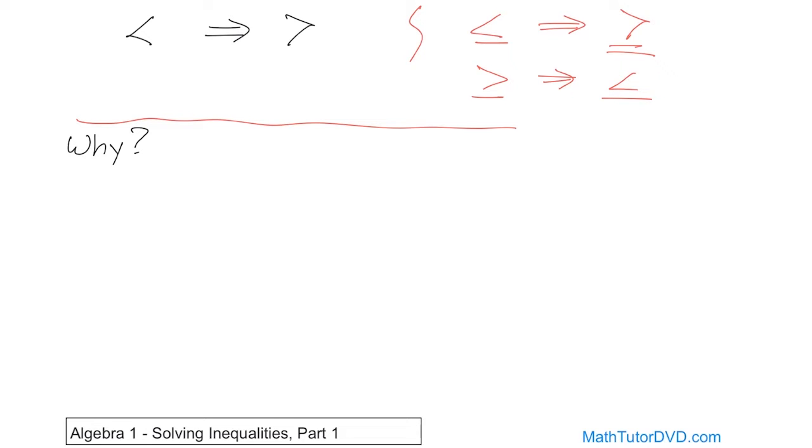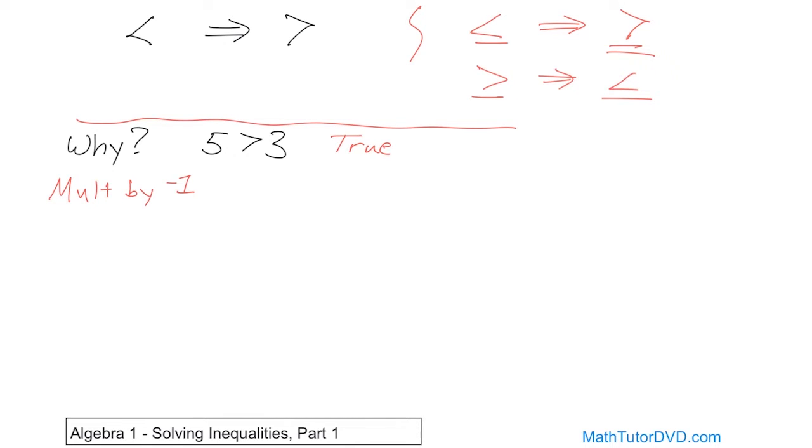Let's take a look at a simple inequality. 5 is greater than 3. Is this a true statement or not? Well, if you think about a number line, the number 5 is greater than the number 3, so this is actually true. So I'm going to write that this is true. All right. Now let's multiply the whole thing by -1. Now, just like equations, if you do it to one side of the inequality, you have to do it to the other side.